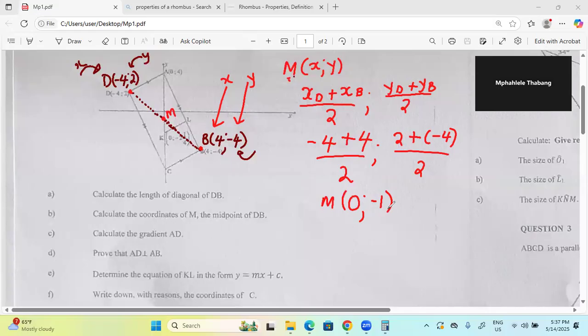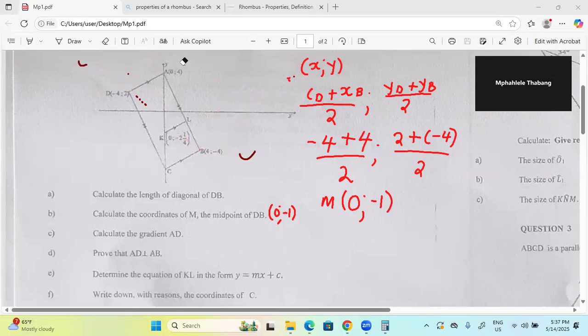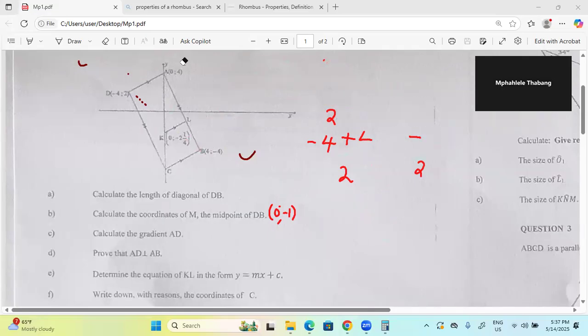How do we find the midpoint of 2 points? We use the midpoint formula. Yes, you can say x1 plus x2 divided by 2, y1 plus y2 divided by 2. So we found the coordinates of M. We said it's 0 and negative 1. So now we are looking for the gradient of a line AD. How do we find the gradient of a line AD?